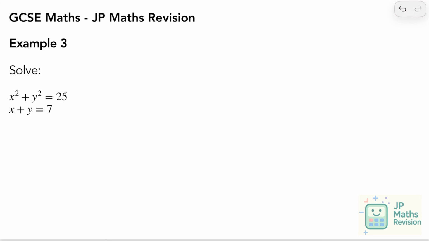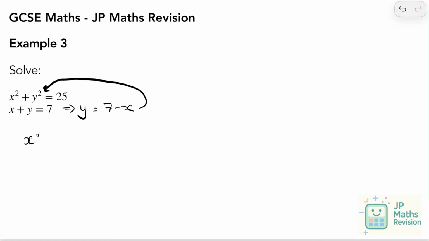Here's another example. So I have x squared plus y squared equals 25, and this time x plus y equals 7. Now the issue with this one, we can't straight away do what we did before because we don't have x or y as the subject of the second equation. So I'm just going to start off by making x or y the subject. So if I make y the subject, I have y equals 7 minus x. And now I'm going to substitute y for 7 minus x into the top equation.